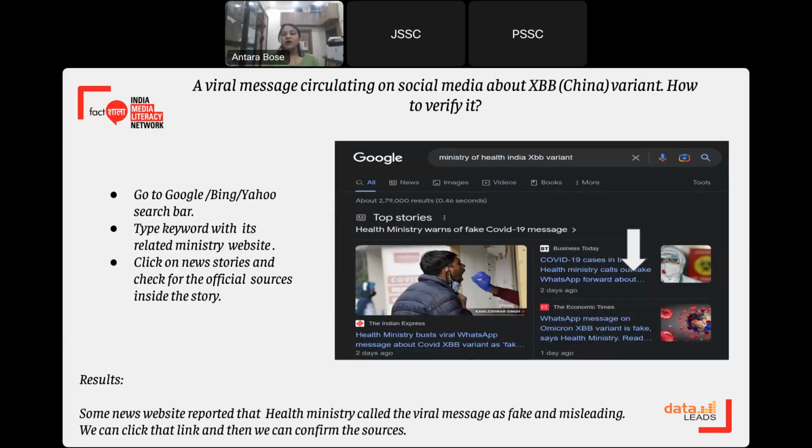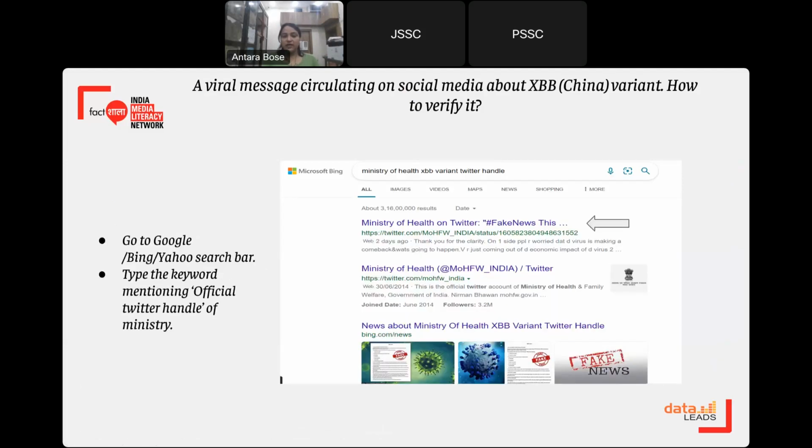So you go to Google, and this is a fake news check on the XBB variant of Corona. This is how you type the message, and this is how you get the results as shown on screen. So, Ministry of Health XBB variant Twitter handle. By the way, many countries are reporting Twitter, the UK for example recently. Twitter, now called X, is the biggest platform where misinformation is shared rampantly. Of course, there are other channels also, but Twitter is competing like anything. It is one platform that shares the maximum amount of false information.